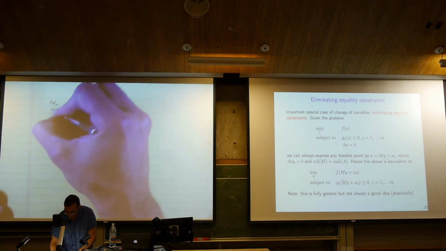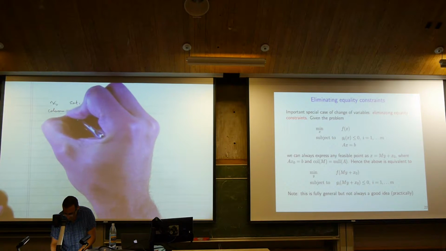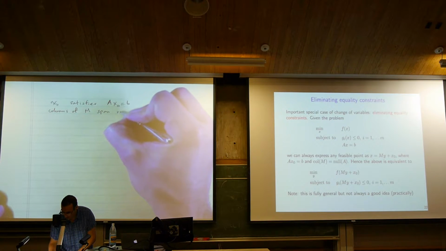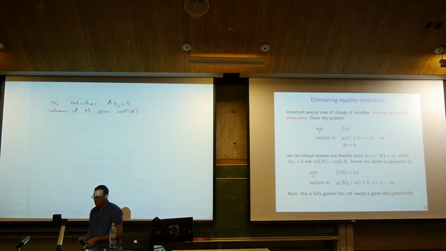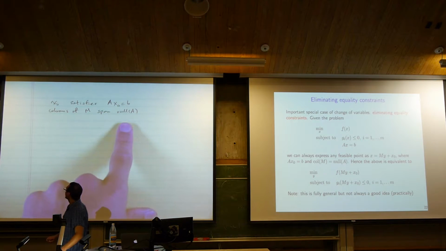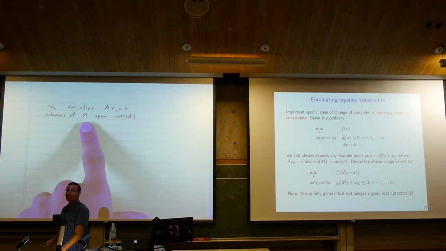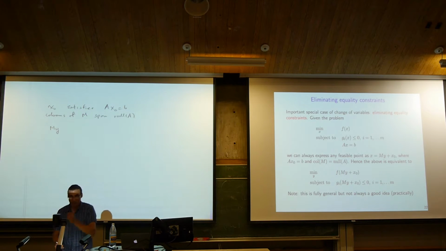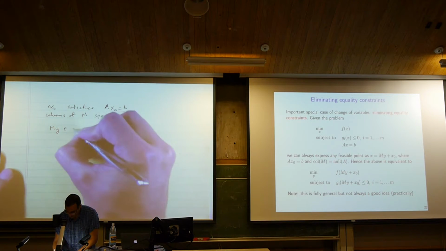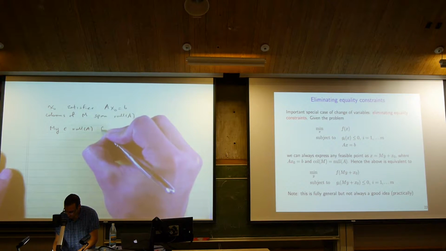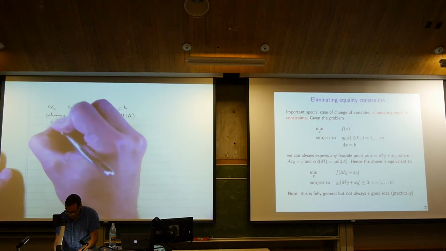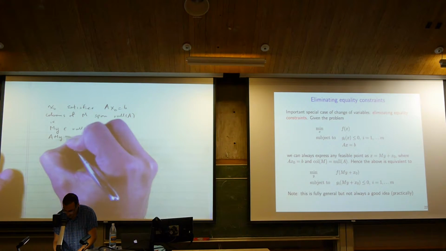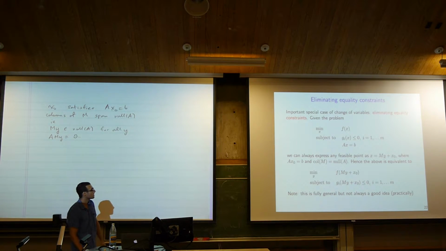And M, I said here, the columns of M span the null space of A, which means that if I ever wanted to get a vector such that A times that vector was 0, I could just take linear combinations of the columns of M. So in other words, My is in the null space of A for all y. That's just saying that last sentence over again, which means that if I were to take A times M times y, then I get 0. Right? That's what it means to be in the null space.